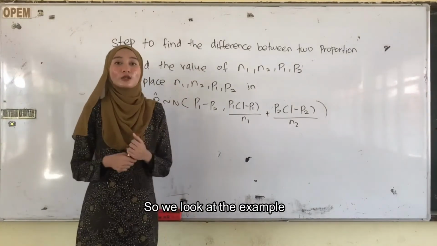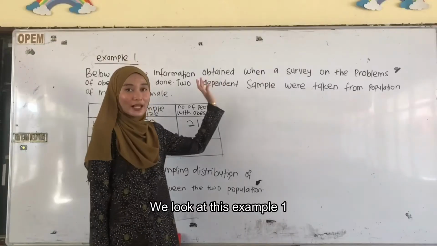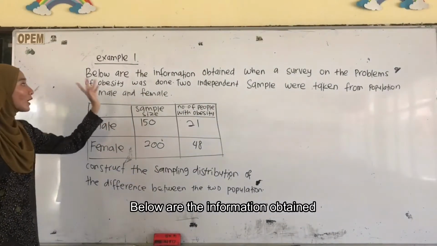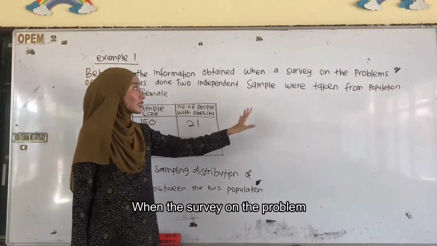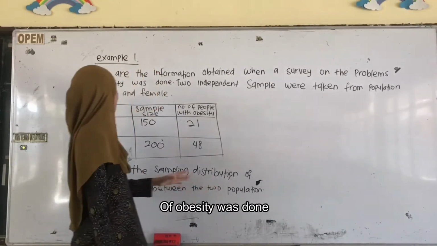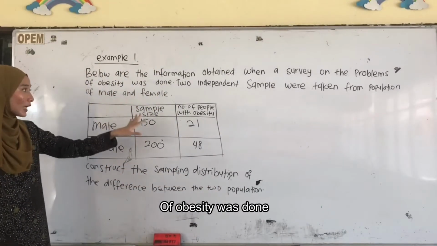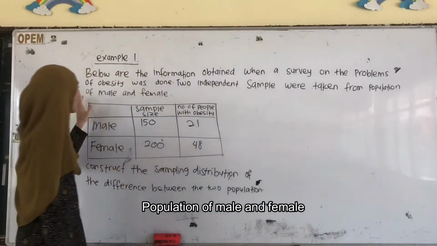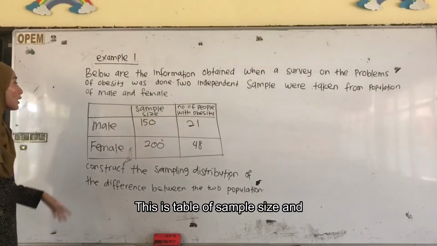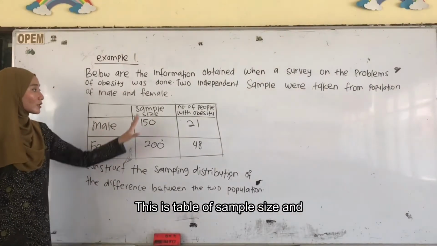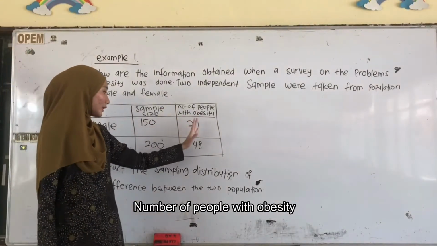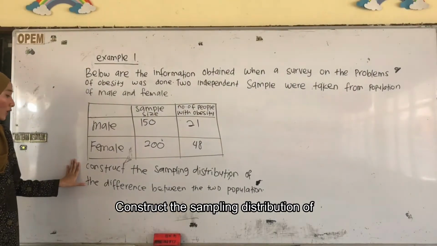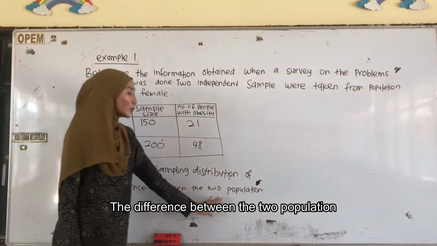Okay, so look at the example. So look at this example 1. Okay, the question is, below is the information obtained when a survey on the problems of obesity was done. Two independent samples were taken from the population of male and female. Okay, this is a table about sample size and number of people with obesity. And the question is, construct the sampling distribution of the difference between two proportions.